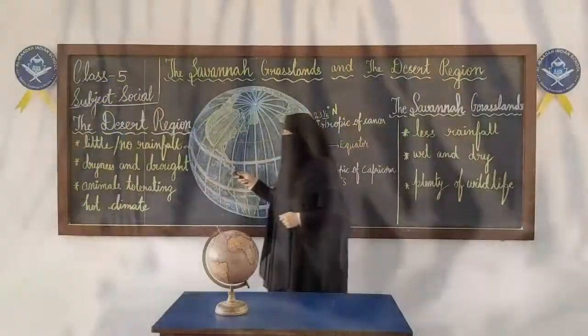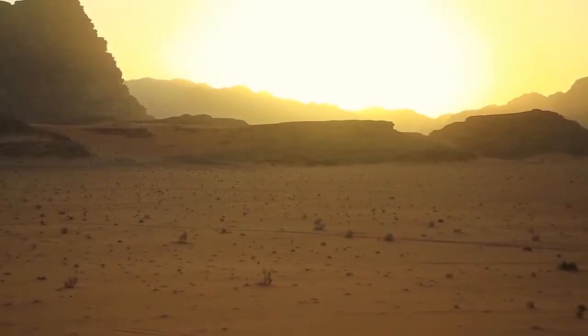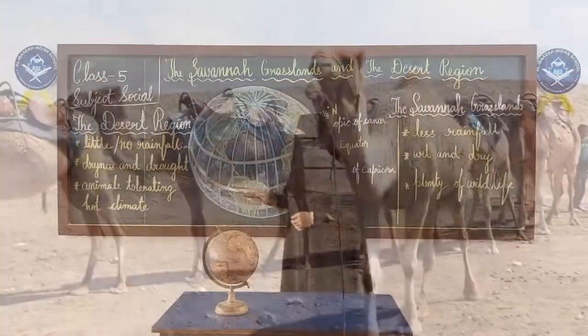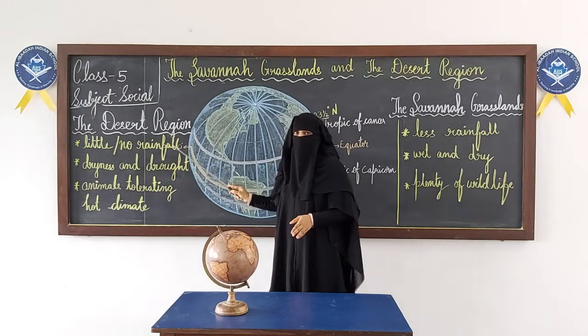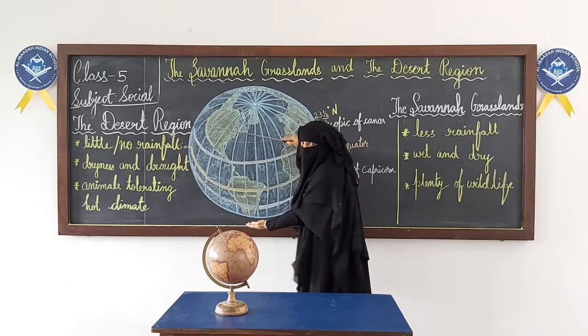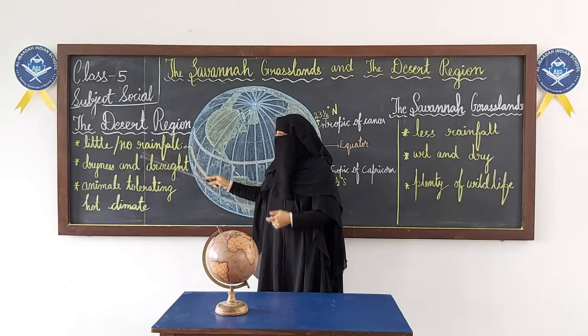Okay, now going to the desert region. The desert, when I say desert, what comes to your mind? Sand, dry, camel, right? So this region has little or no rainfall. Okay, now this region falls more away from the equator. So it has very little or no rainfall.